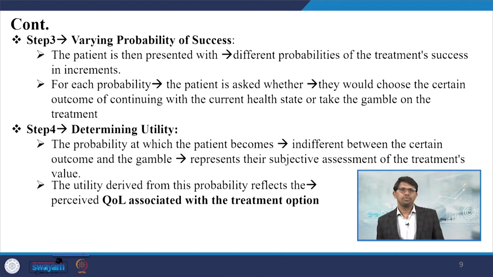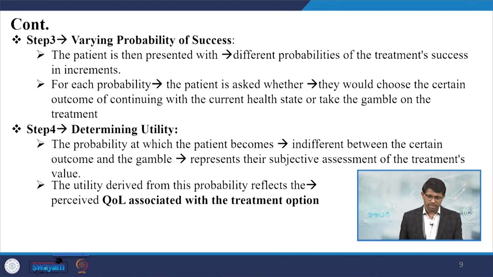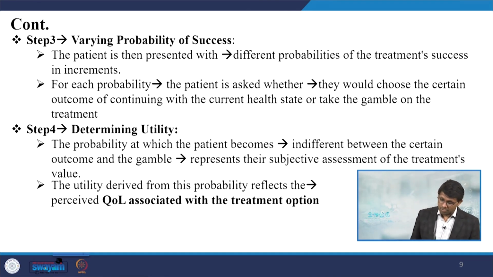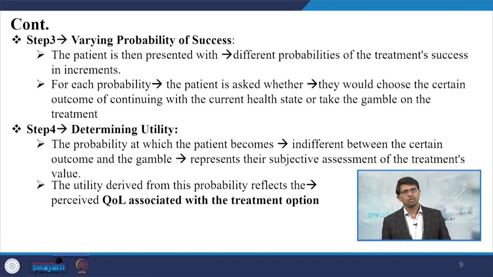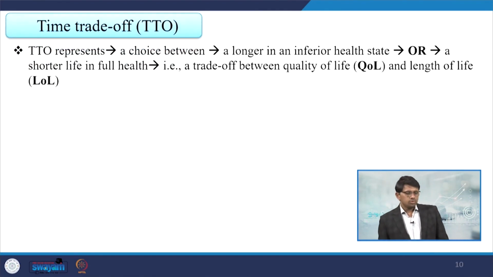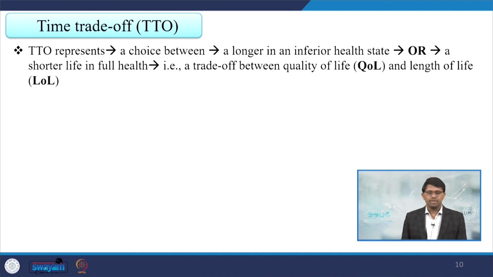So, the fourth step is all about determining the utility. The probability at which the patient becomes indifferent between the certain outcome and the gamble represents their subjective assessment of the treatment's value. The utility derived from this probability reflects the perceived QL, quality of life, associated with the treatment options, which we already discussed. Then comes TTO, that is time trade-off. Okay. Time trade-off is simply a choice with time.